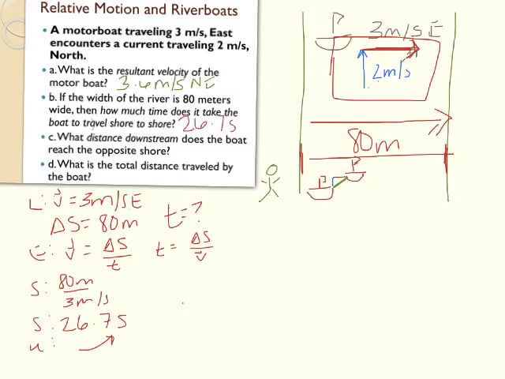Once you figured out time once, that's the same amount of time for any other motion that occurs. Because once the boat gets from one shore to the other shore, it's done. Movement's over. So time is over. There's only one time you have to deal with riverboat problems. The tricky thing is that there's multiple velocities you have to deal with. Okay? So now the next question is, what distance downshore or downstream does the boat reach the opposite shore?